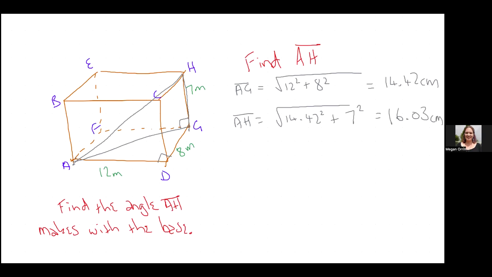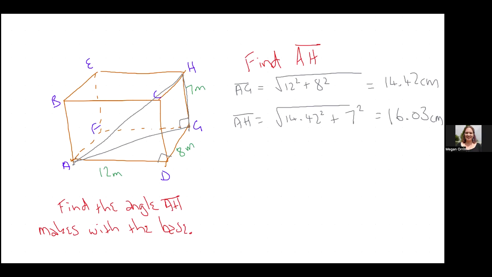All right. That is what you should have had for AH. This is Pythagoras to find AG, right? This is my right angled triangle down the bottom. And then this is Pythagoras to find AH. I've now got this. I know that this is 7, and now I need that.